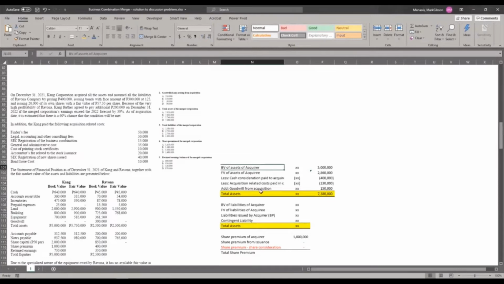Total assets, sabi dyan, book value of the assets of the acquirer. So, pinag-uusapan dito si Kang. Kinukuha daw natin yung book value of Kang's assets. So, paano yun? Kinuha lang natin siya doon sa table, no? So, that's 5 million. Next, fair value of the assets of the acquiree.